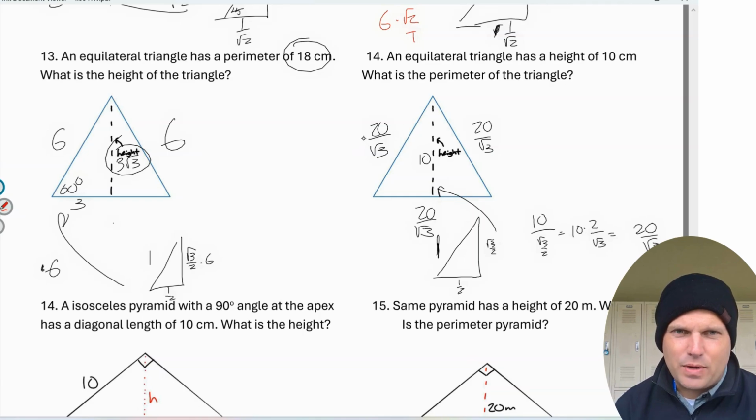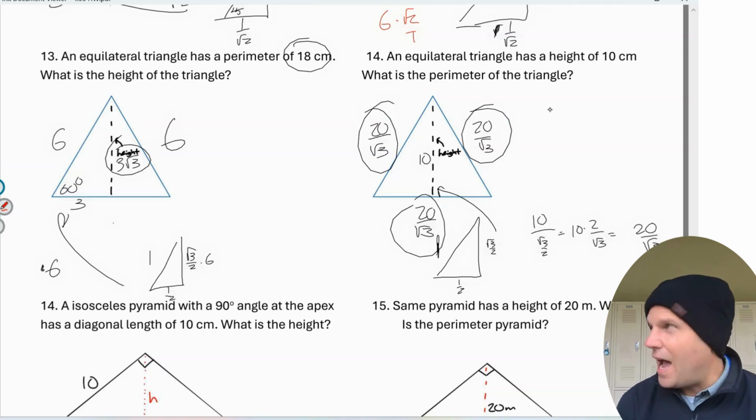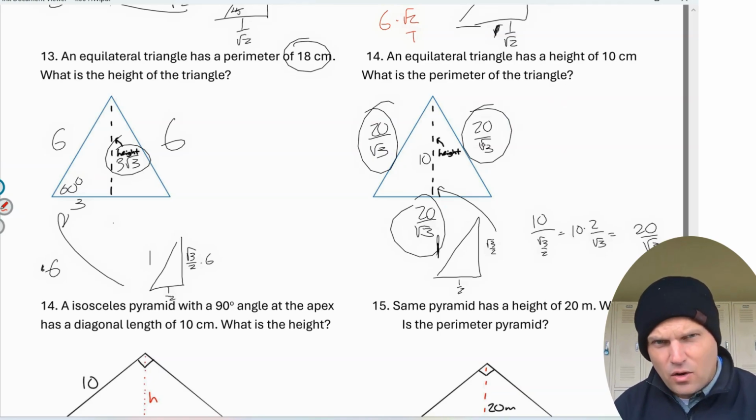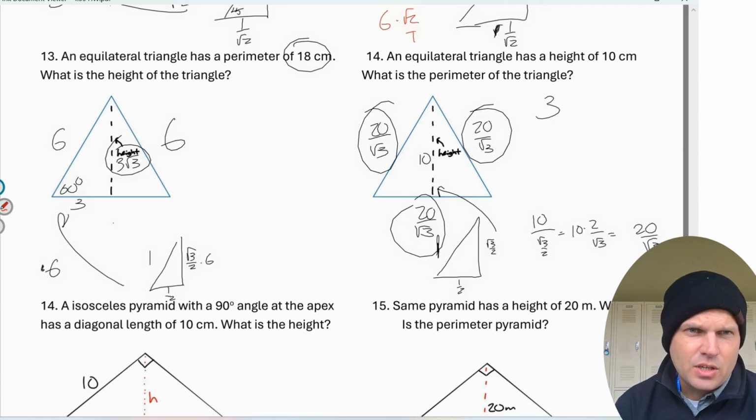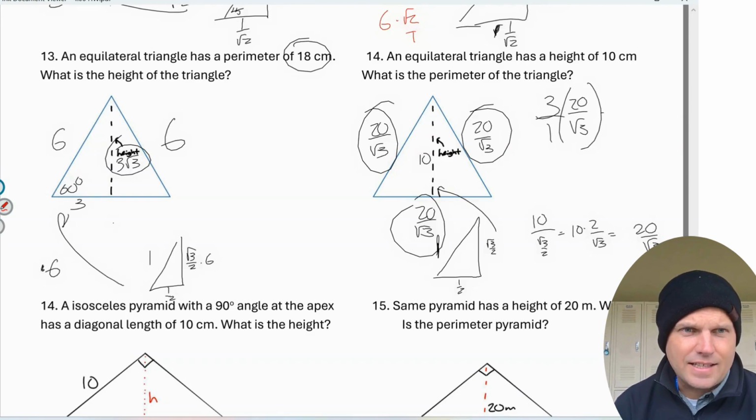Now, what is the perimeter? I need to add these together. Well, if you add 20/√3 3 times, you are tripling 20/√3. That's 60/√3.